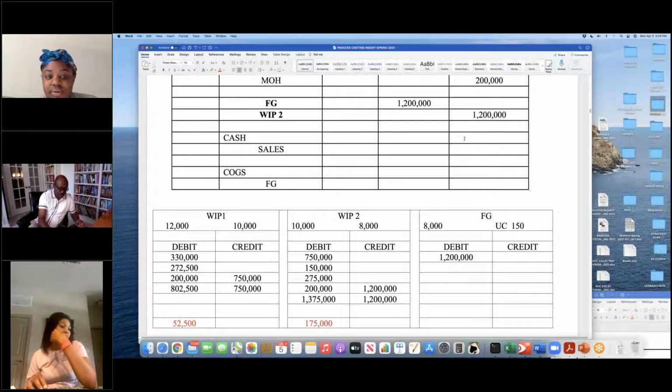Our selling price is 150, right? That's cost. Oh, it said 4 times. So we'll do 150 times 4. 600. Yes, 600.